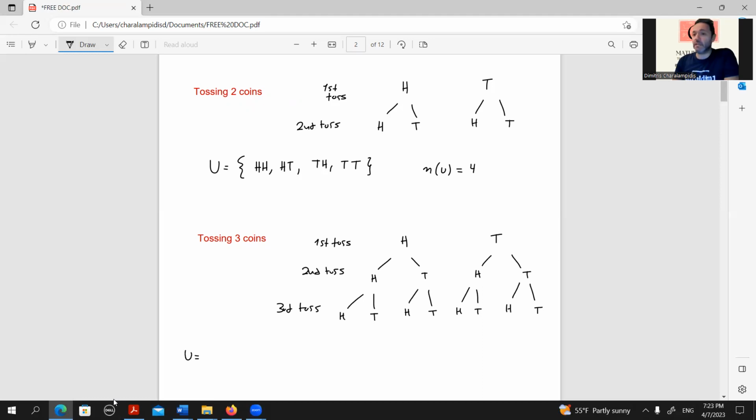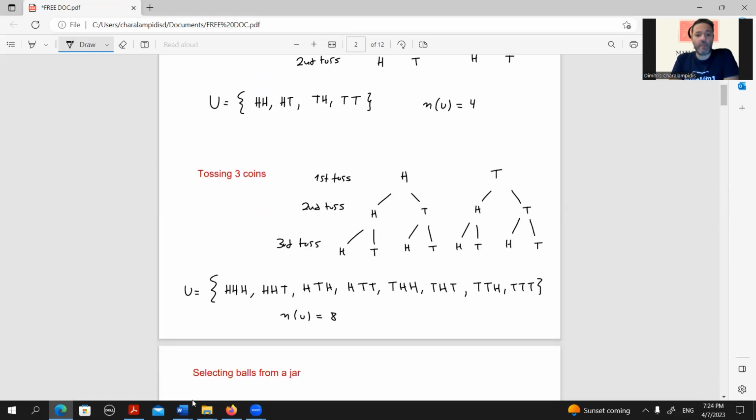Finally, the universal set will include all these possible triplets this time. So it could be heads, heads, heads, meaning that in all 3 tosses we ended up with heads. It could be heads, heads, tails; heads, tails, heads; heads, tails, tails; tails, heads, heads; tails, heads, tails; tails, tails, heads; and finally tails, tails, tails. So in this case, we would have a total of 8 different possible outcomes.